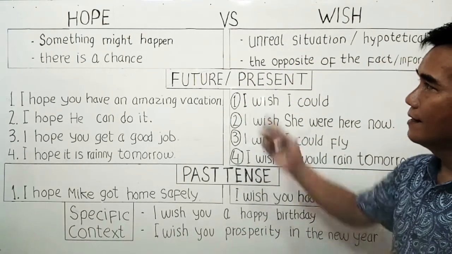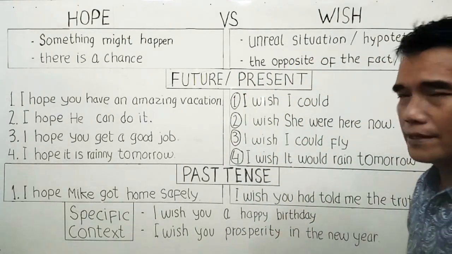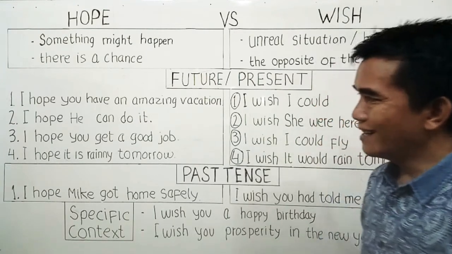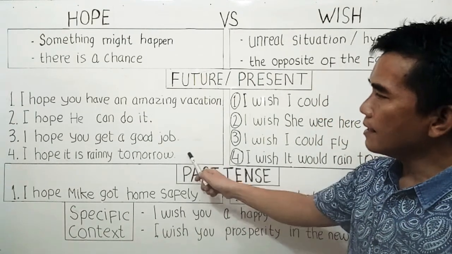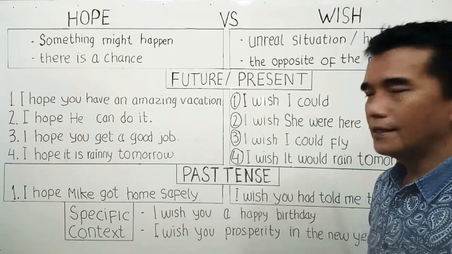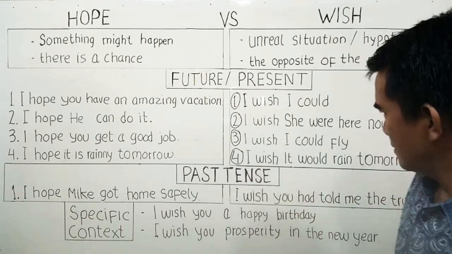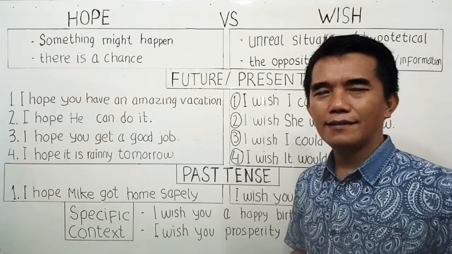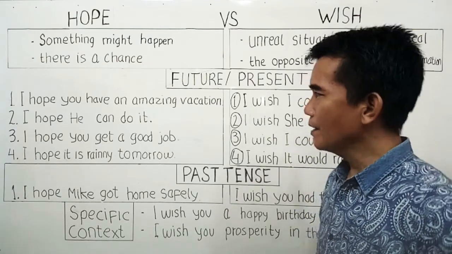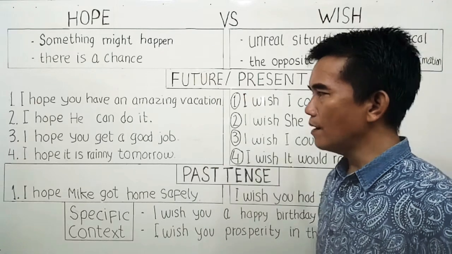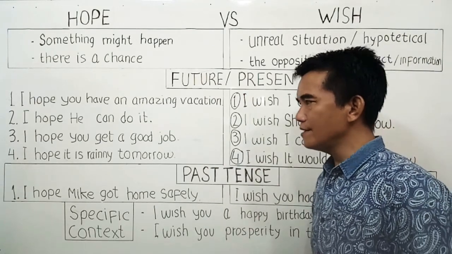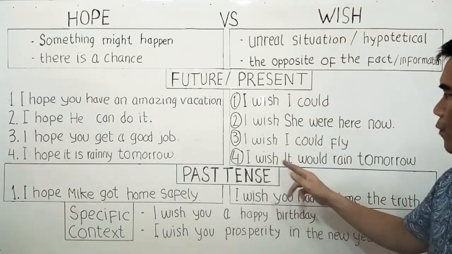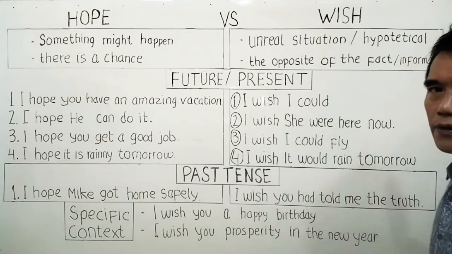Okay, let's see. Here I have written some examples, and let's look at number 4. These two sentences are similar, but they have different meanings. I hope it is rainy tomorrow. And here, I wish it would rain tomorrow.